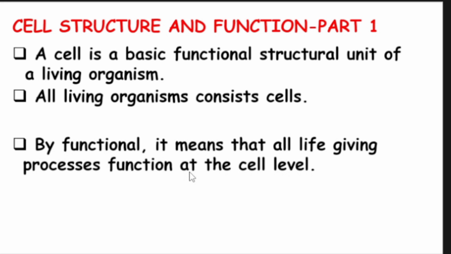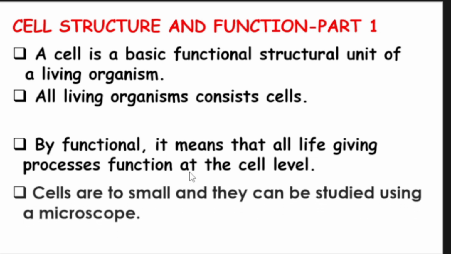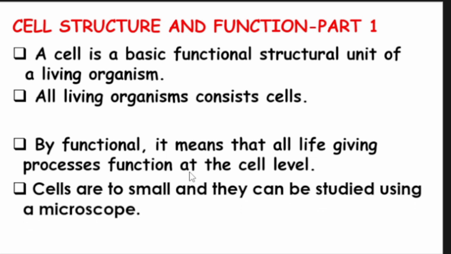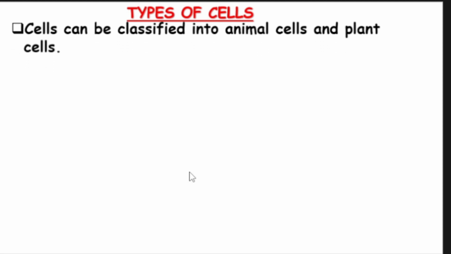Again, what you should know is that cells are too small to be seen by the naked eye. So when studying plant cells and animal cells, we study them using an instrument called the microscope. From here we are going to look at types of cells. Basically there are two types or classes of cells, namely animal cells and plant cells.